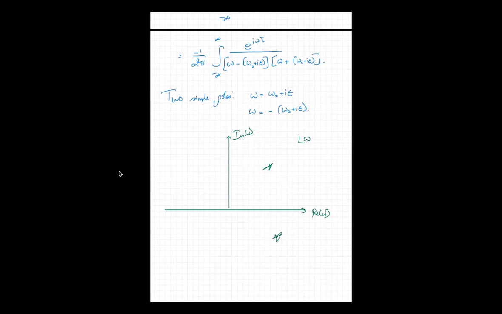Here, the real part of omega is positive. The imaginary part is negative. Here, the real part is negative. The imaginary part is positive. Here, both the real and imaginary parts are negative.